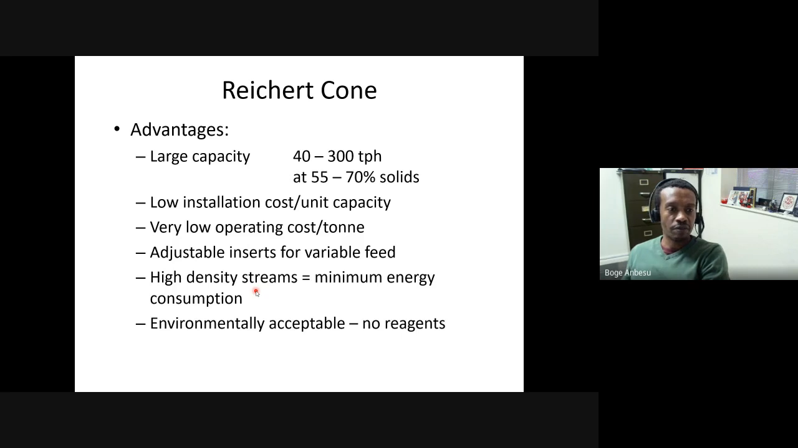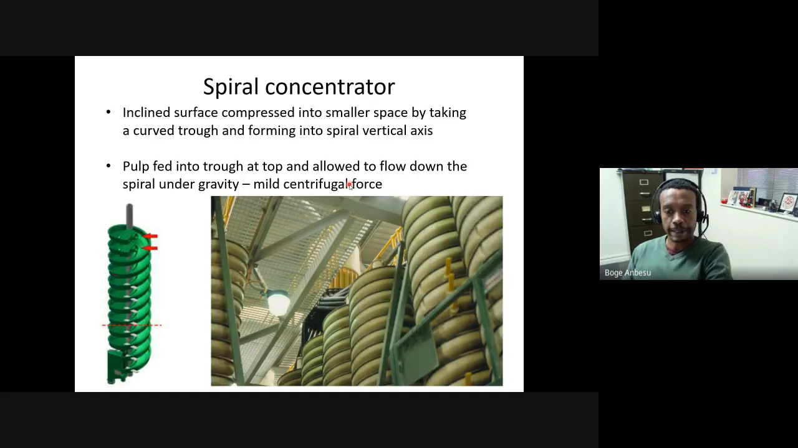But as I said, the main advantage is the fact that they could be used to operate at high percent solids, giving you large capacities of operation. So typically, if you have large plants where you process lots of material, a high tonnage plant, then you could probably use something like this.